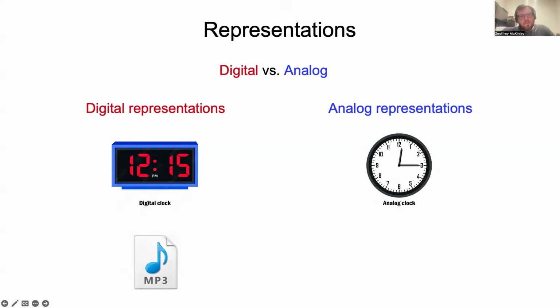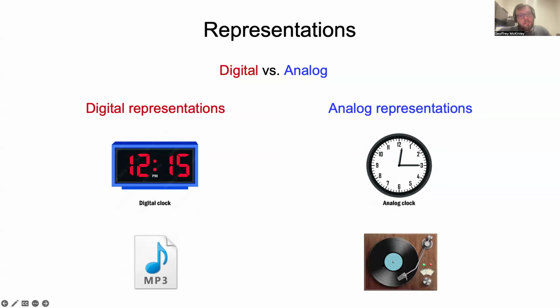Analog representations represent information in a more continuous form. For a clock, the time is represented by the position of its hands on the clock dial. So in this example, is it exactly 12:15? Well, I don't know. It's not exactly 12:15. It's sort of continuous in that sense. Whereas for a digital clock, it is exactly 12:15, maybe. So time is represented by the position of its hands on the clock dial.